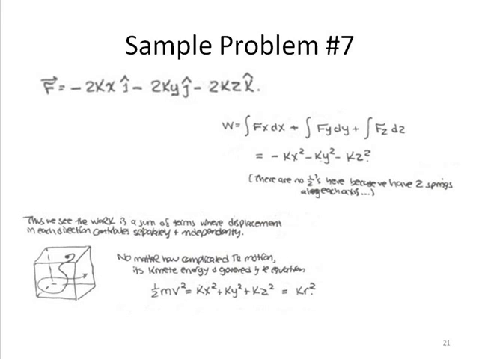So we can see the total work is a sum of terms. Each term only accounts for displacement in one of the 3 directions. We also know that the work equals the change in kinetic energy, 1/2 mv squared. So we have the final expression, 1/2 mv squared equals kx squared plus ky squared plus kz squared, which we can also write as kr squared, where r is the distance from the center of the cube. This is a very nice and simple expression. It's the three-dimensional analog of the one-dimensional expression we had earlier.